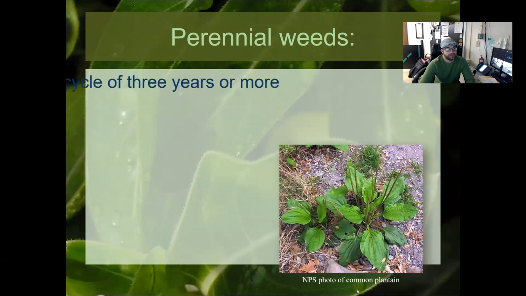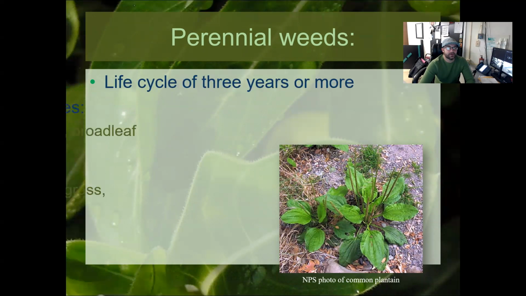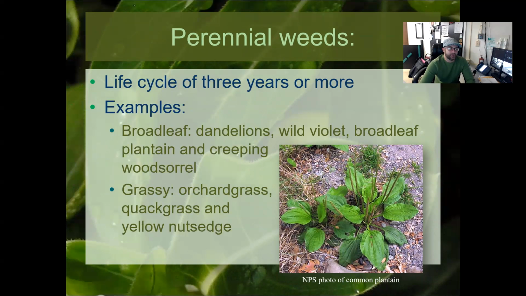Perennial weeds have a life cycle of 3 years or more. Some examples of these would be dandelions, wild violet, broadleaf plantain, and creeping wood sorrel. Some grassier ones are orchard grass, quack grass, or yellow nutsedge.